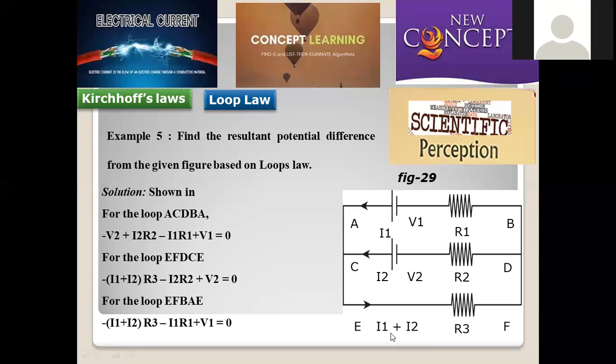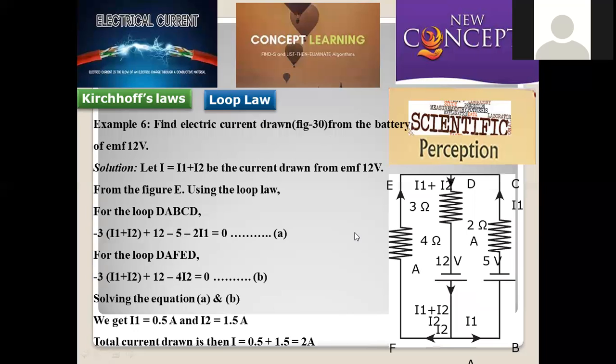For the R3 resistor, the value remains the same as above. It will be minus (I1 plus I2) into R3. And for the R1 resistor, the value will be I1 into R1. And for this battery, the value will be plus V1. So the algebraic sum will become 0. This is the third loop we are assuming, starting from point E to point A.